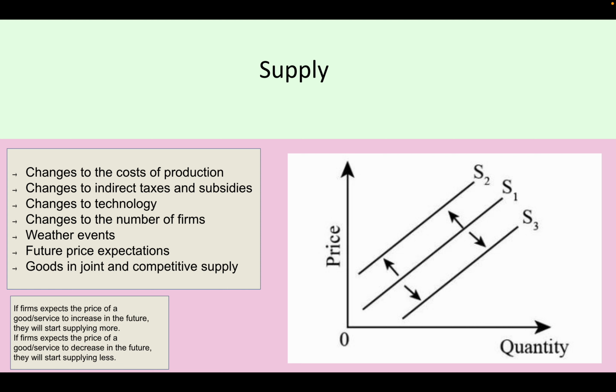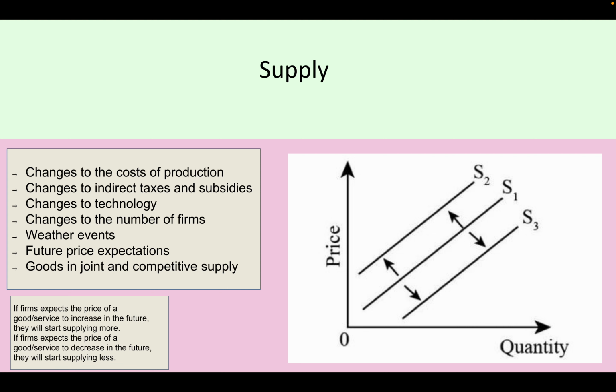So here are some of the non-price determinants. Changes to the cost of production, like wages, income, and factors of production, just anything. And changes to indirect taxes and subsidies. You don't really need to know this now if you're still learning about demand and supply, but you'll get to it in government intervention. Also changes to technology, changes to the number of firms, weather events, future price expectations, goods in joint and competitive supply.